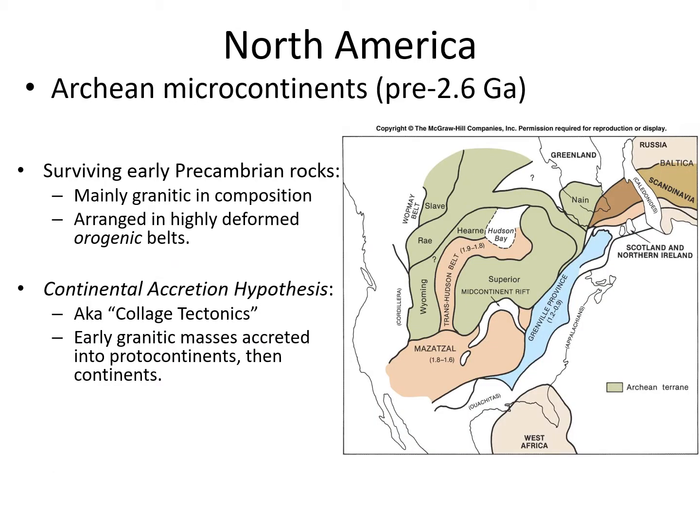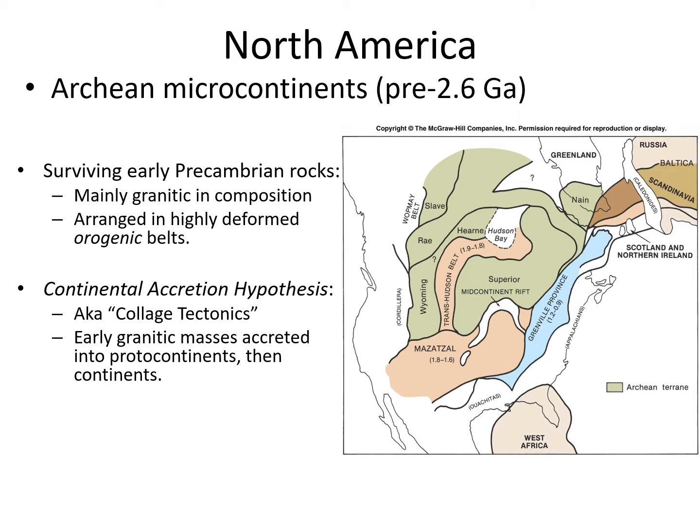So let's look at North America during the Archean. Again, if you look at the Canadian Shield and Craton of North America, you'll see that it's made up of chunks of continental crust that have all been kind of slammed together. So most of our surviving Precambrian rocks are mostly granitic in composition, meaning they have potassium feldspar, quartz, some hornblende, and lesser amounts of micas. These are arranged, though, into these highly metamorphosed, what we call orogenic belts. Orogenic belts is another way of saying deformed mountain ranges.